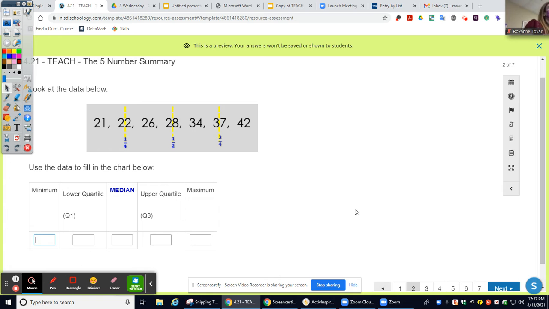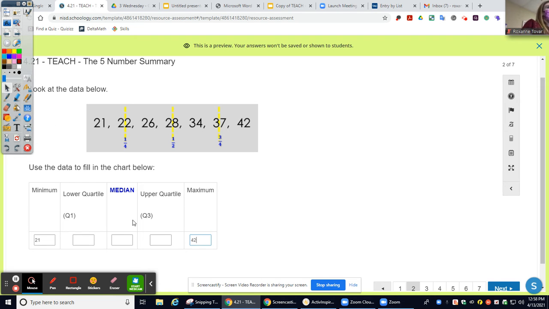All right, so let's try this again. Our data is already in order. Okay? So all we need to do is we need to find our minimum and our maximum. If our numbers are already in order, remember those are easy to find. So we're just going to put in 21 because that's our lowest number. So 21 is our minimum, and 42 is our maximum.